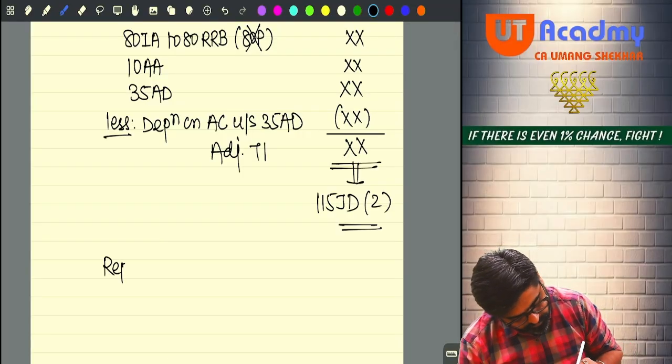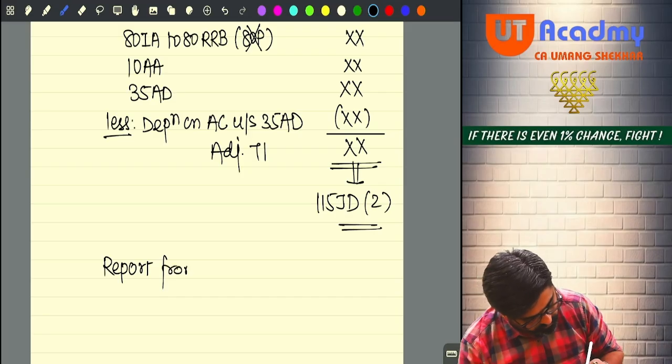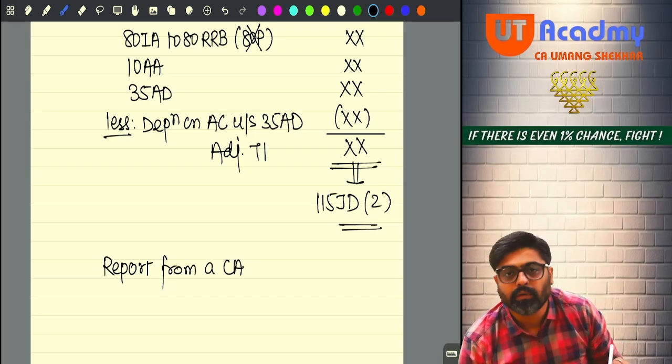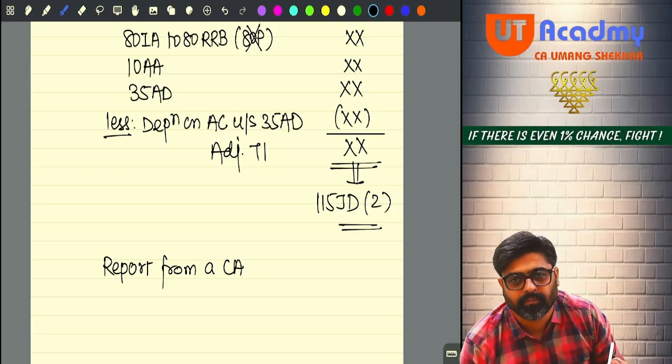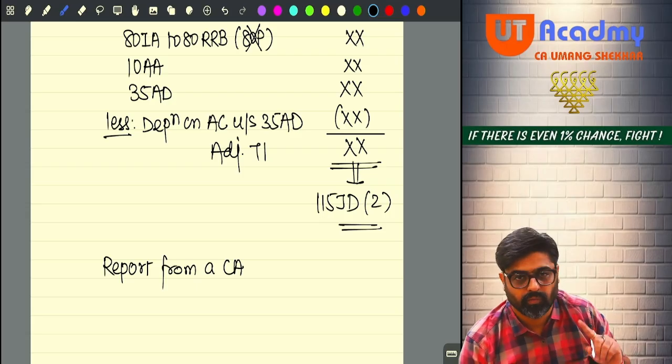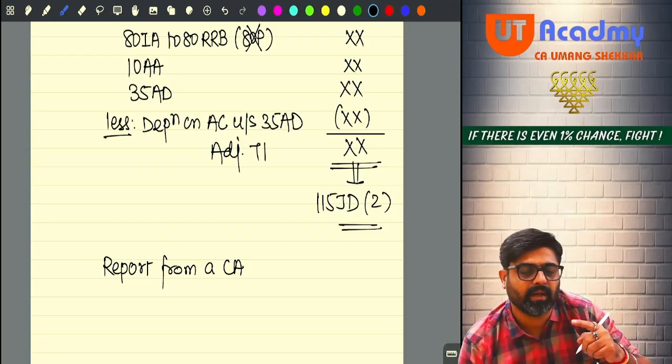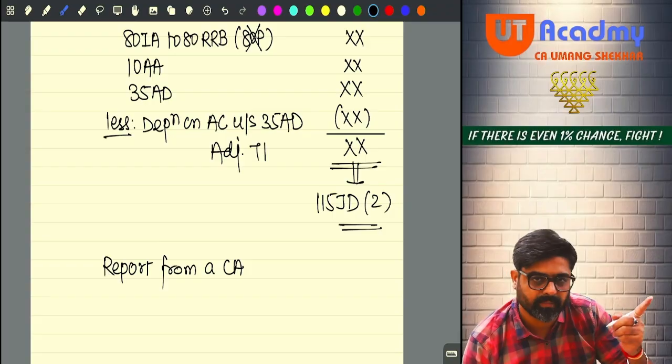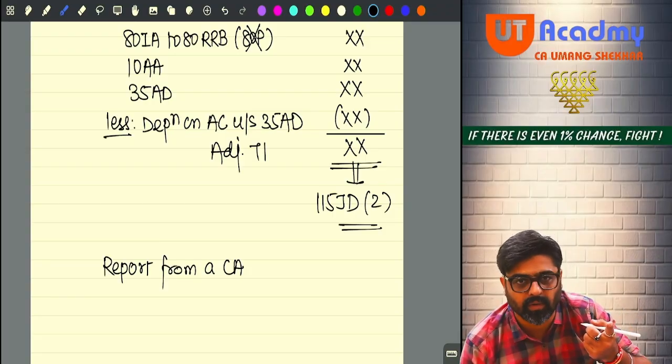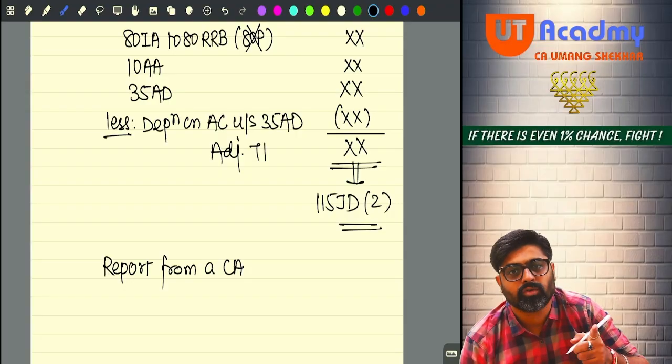Pay attention. A report from a chartered accountant must be prepared, stating all the calculations, certifying all the calculations which you have made, the total income calculated by you, the deductions claimed by you under 10AA, 35AD, yes or no? So your CA will make a report. If 115JD to 115JF, the AMT provisions, are made applicable to you and you are liable to pay AMT, no? So now your CA will issue a report.